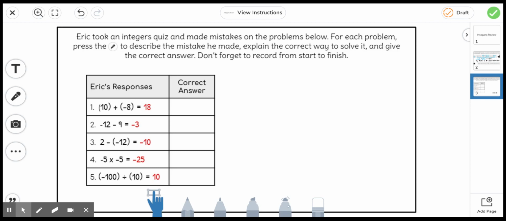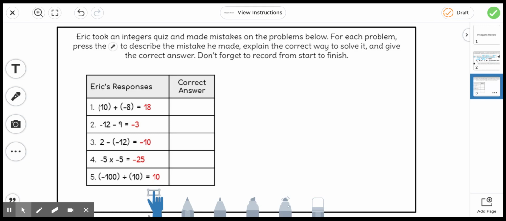So the first one, we have 10 plus negative 8. He said was 18. Number 2, negative 12 minus 9. He said was equal to negative 3. Number 3, 2 minus negative 12, Eric said is equal to negative 10. Number 4, is negative 5 times negative 5, which he said is equal to negative 25. And then number 5, negative 100 divided by 10 is equal to 10.